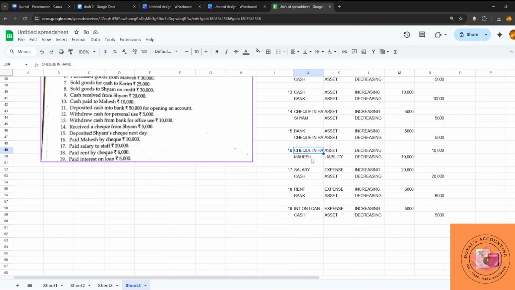Salary is debited. Now cash is a real account. We debit what comes in, credit what goes out. Cash is going out to pay salaries to the employees. So cash will be credited.